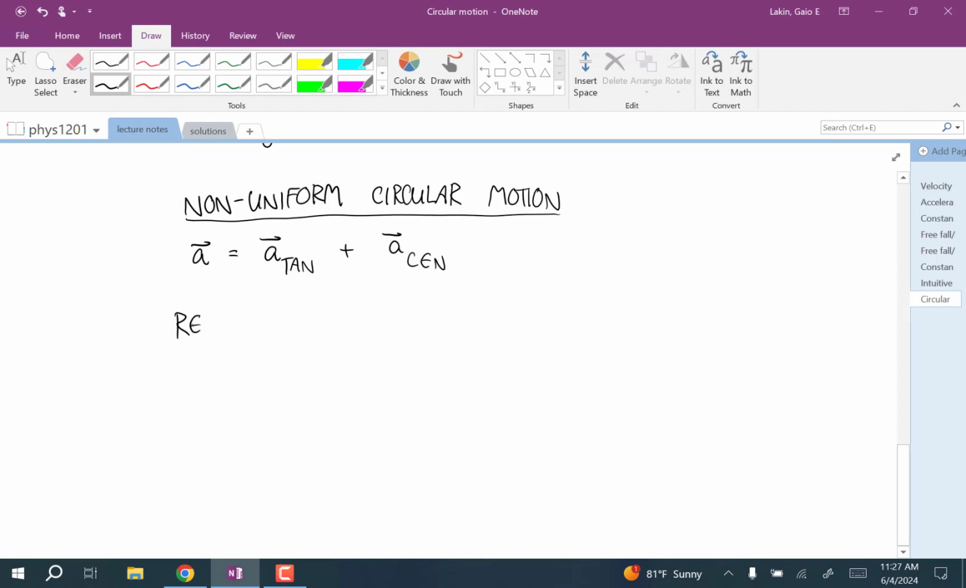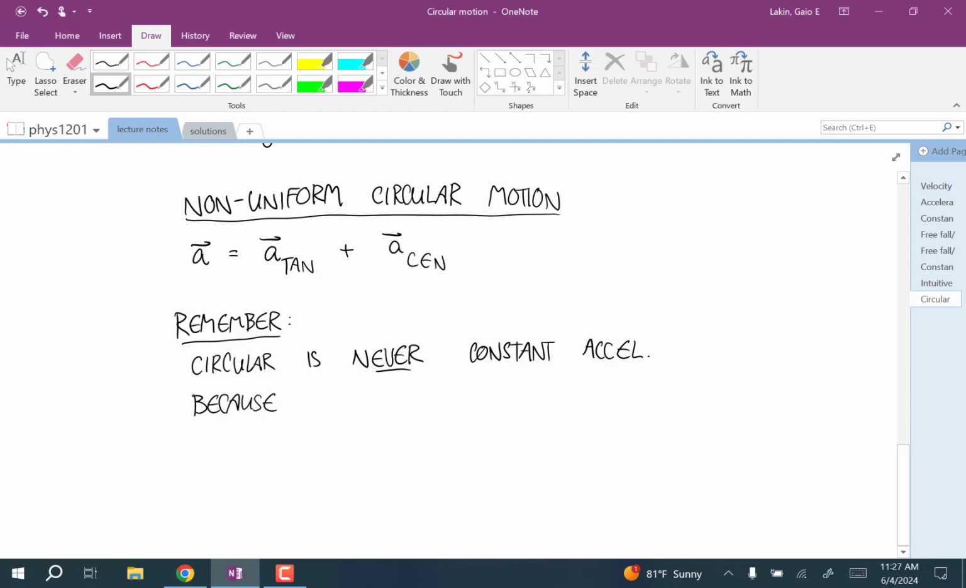So let me just get that in here. Remember, circular motion is never constant acceleration, because in every case, the direction of the acceleration is always changing.